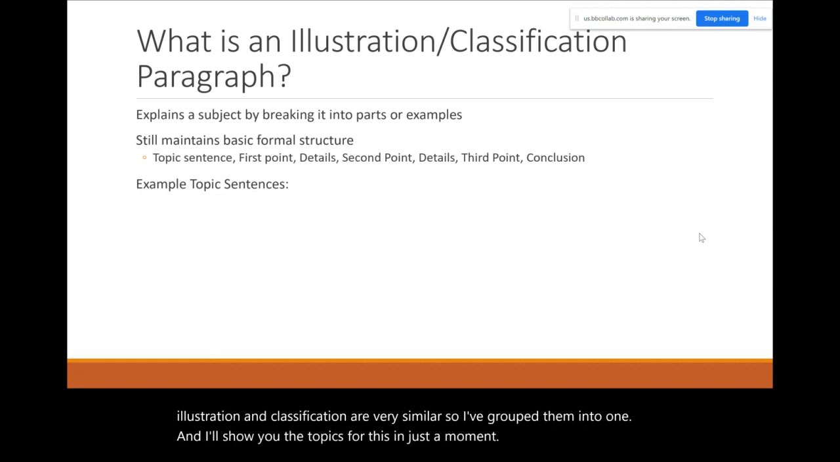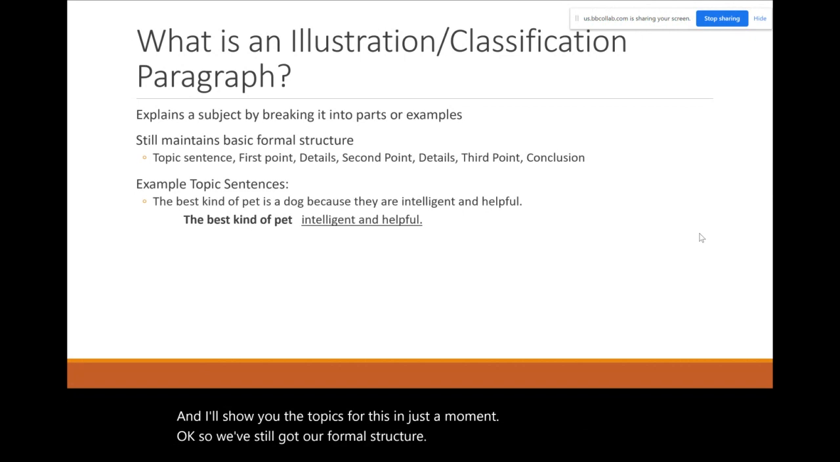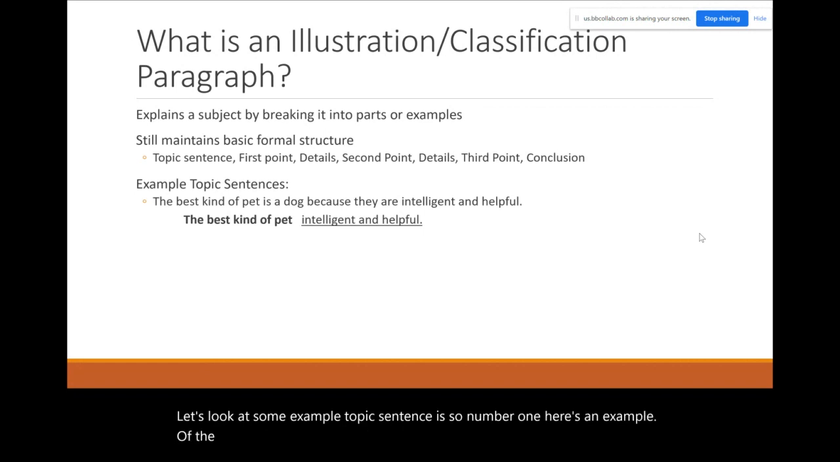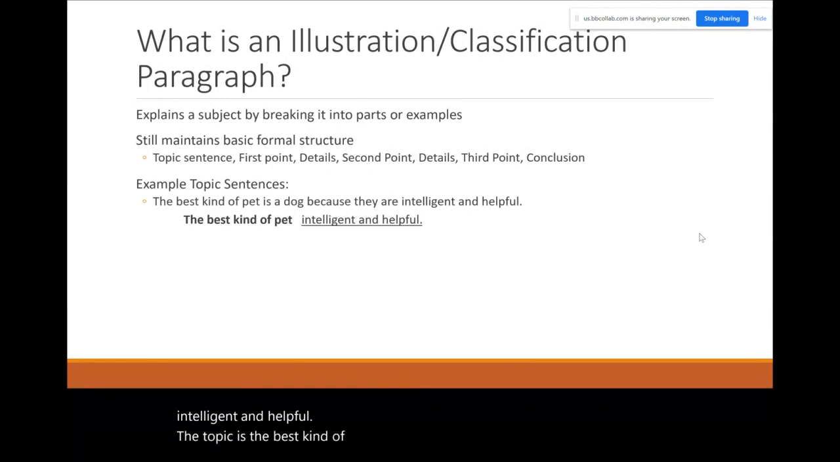Okay, so we've still got our formal structure. Let's look at some example topic sentences. So number one, here's an example of an illustration topic sentence. The best kind of pet is a dog because they are intelligent and helpful. The topic is the best kind of pet, and the controlling idea is intelligent and helpful.